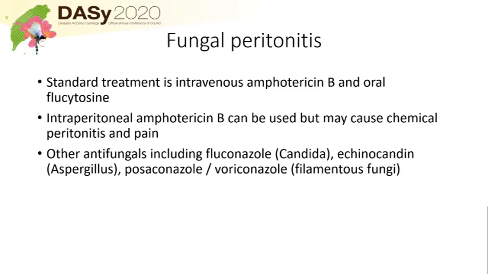For fungal peritonitis, the standard treatment is intravenous amphotericin B and oral flucytosine. Intraperitoneal amphotericin B can be used, but it may cause chemical peritonitis and pain. Other antifungals that may be useful for treatment of such condition include fluconazole for Candida, echinocandin for Aspergillus, posaconazole or voriconazole for filamentous fungi.